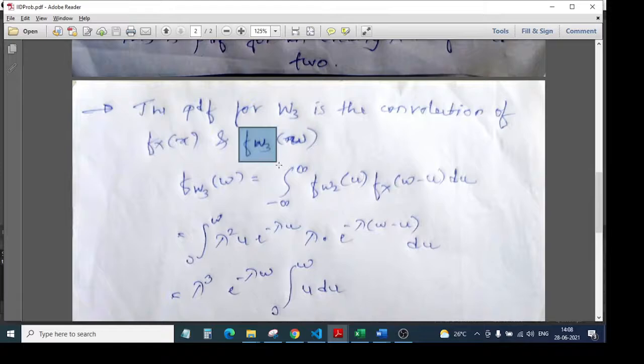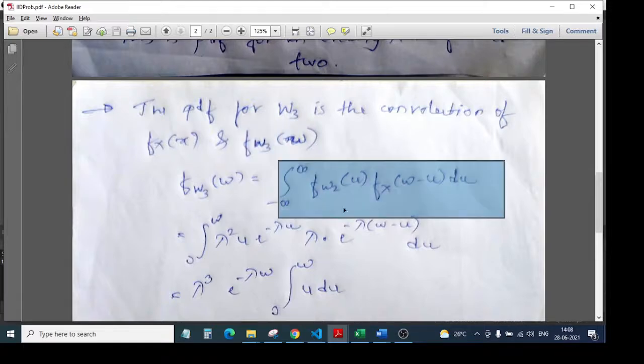Okay. So it is nothing but minus infinity to plus infinity W2 of u fx into w minus u du. Okay. So here I have taken u, friends. You can take here x only. If you take here x, integrate with respect to x. That is the change.